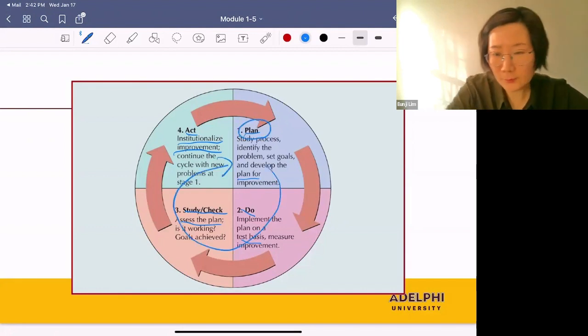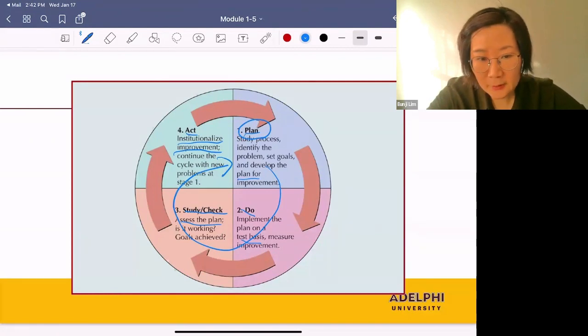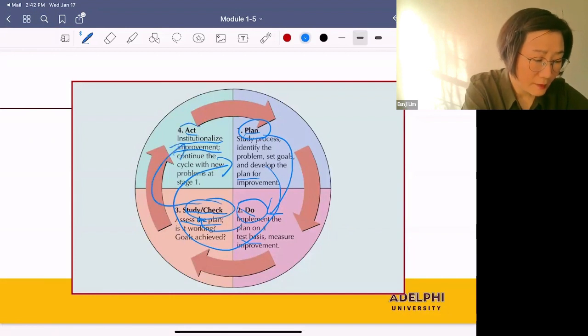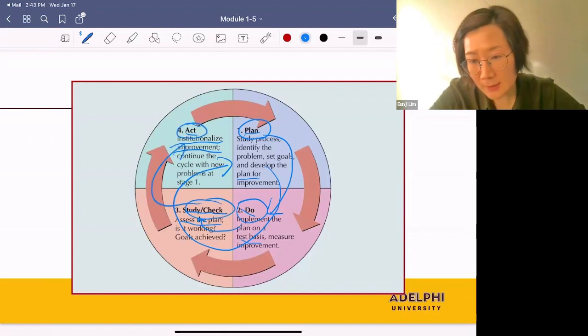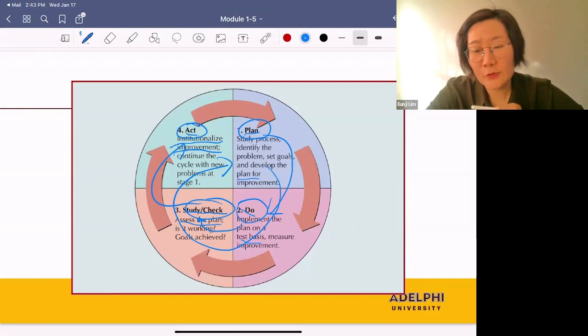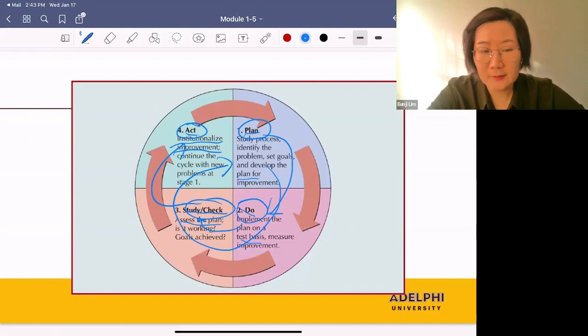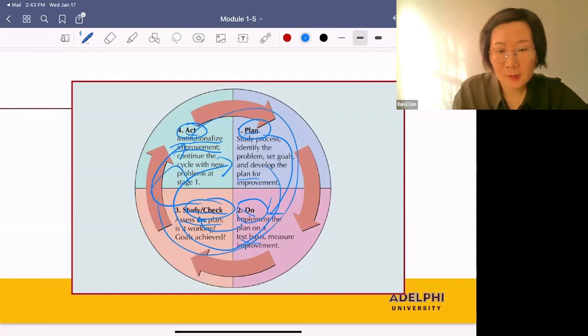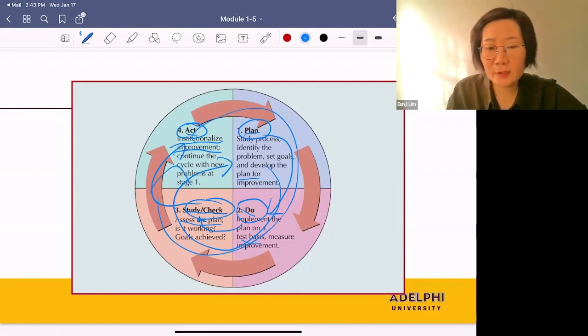We're going to go to the plan part again. We're going to develop another solution, and we're going to implement this solution on a test basis, and then check and see if it's working or not. If it works, we implement this on a larger scale. If it's not working, we're going to do this cycle one more time. And we'll repeat this until we find the solution.